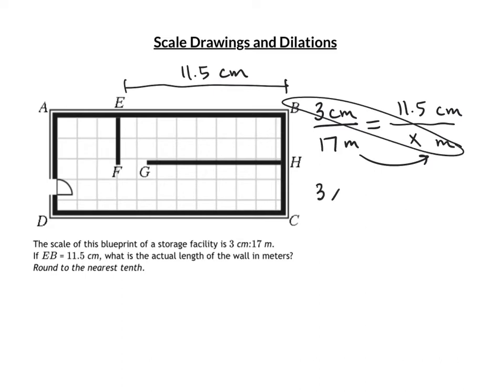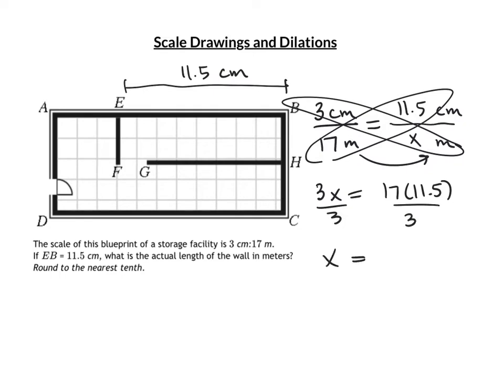Just like we did on the last one, we'll cross multiply. 3 times x is 3x. And then 17 times 11.5. And then we'll divide by 3. Put that in the calculator. And here we're just going to round to the 10th. I got 65.16, which to the 10th would be 65.2.